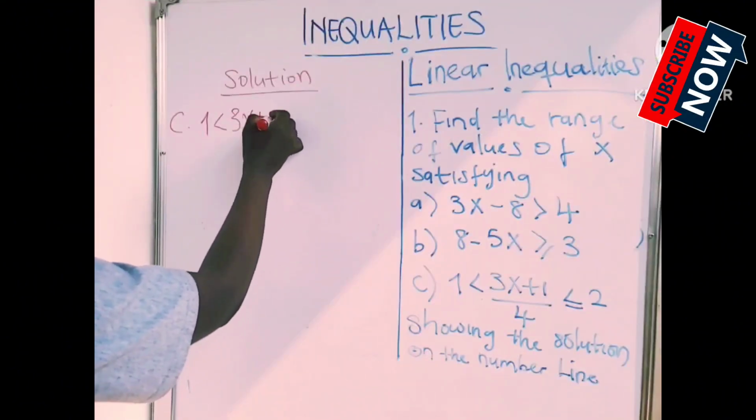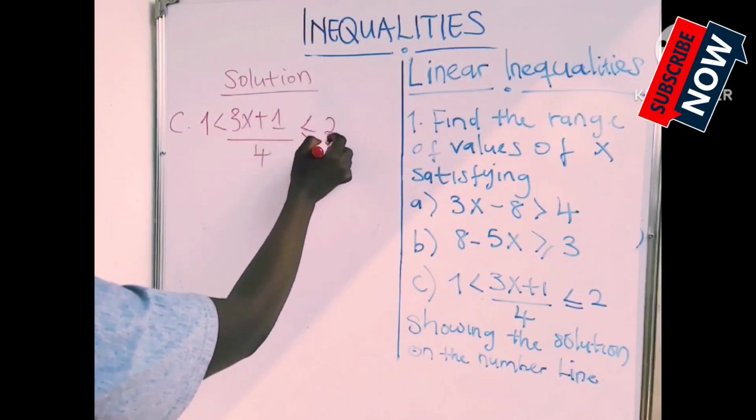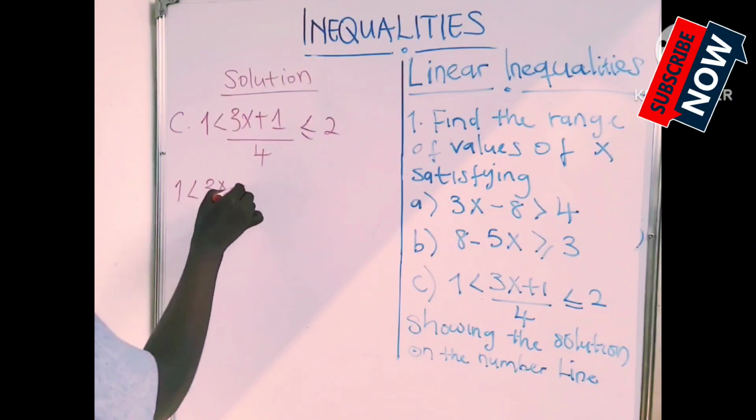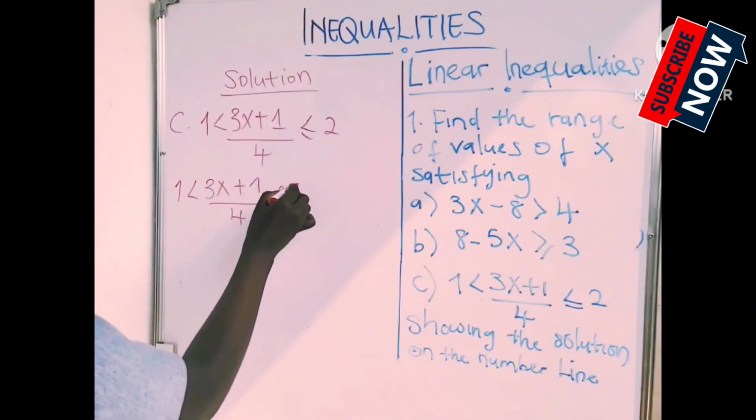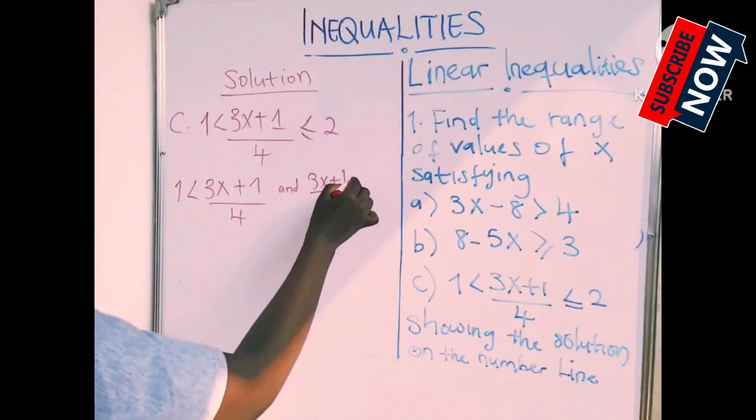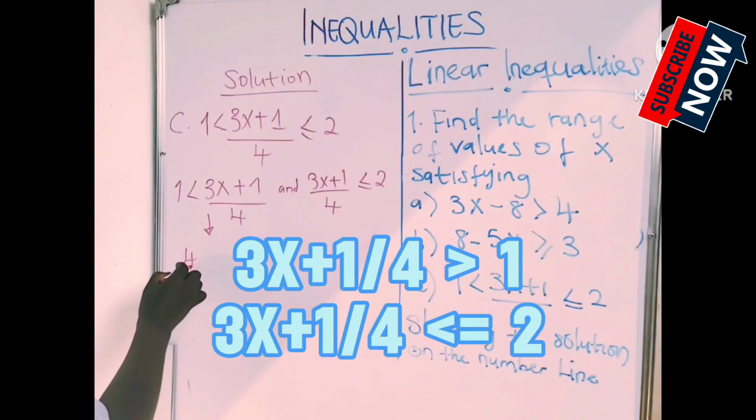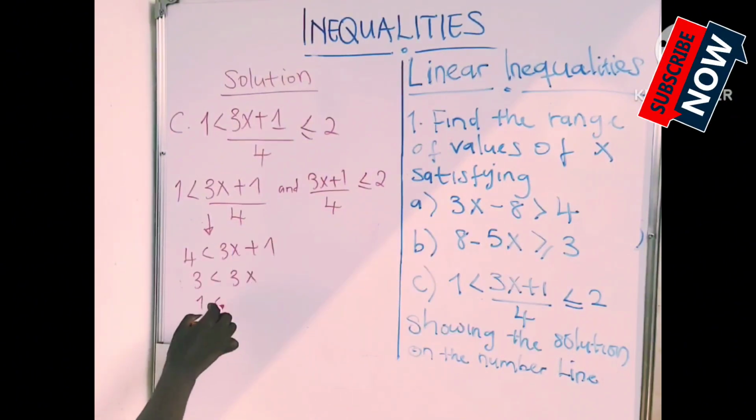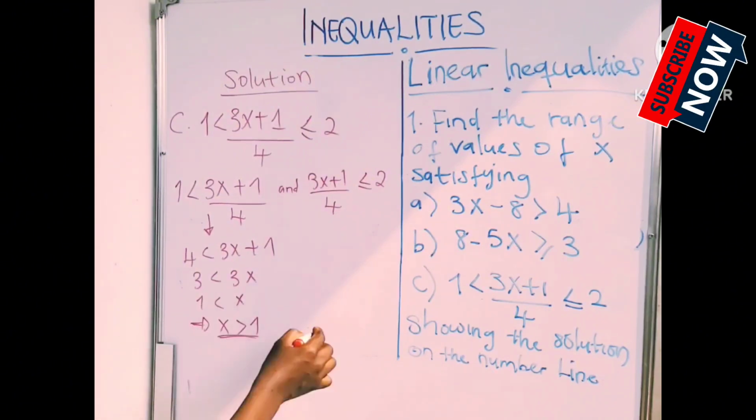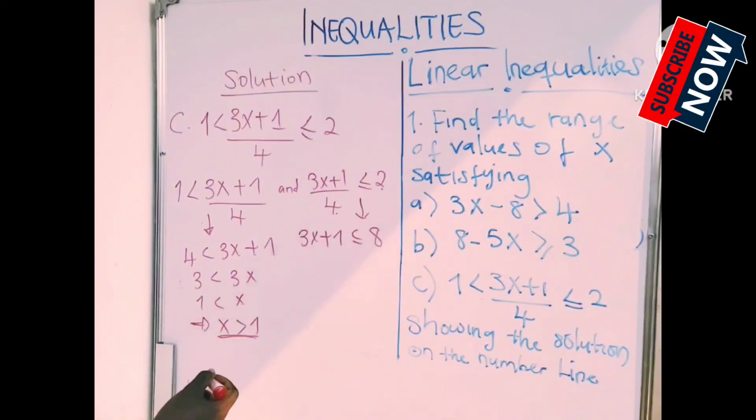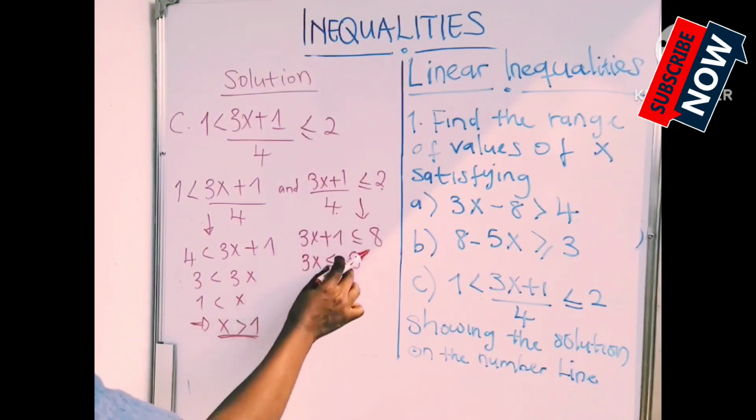In the next question, we are asked to find the range of values in this inequality: 3x plus 1 on 4 lies between 1 and 2. In this kind of inequality, we are going to divide it into 2. 1 is less than 3x plus 1 on 4, and 3x plus 1 on 4 is less than or equal to 2. Solving the left-hand inequality will give us 1 less than x, which is the same as x strictly greater than 1. Now solving the right-hand inequality will give us x less than or equal to 7 on 3.